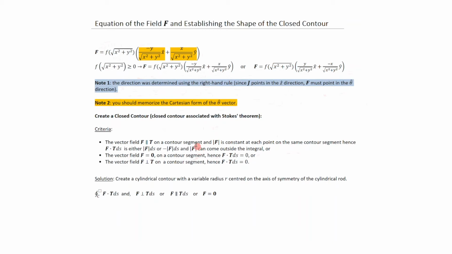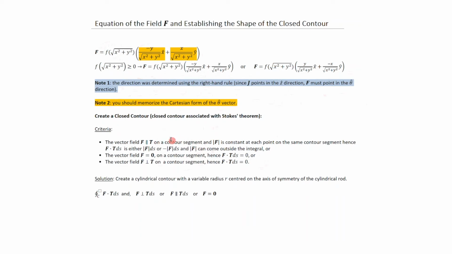So that's one option. The other option is the vector field F being 0 on a contour segment, hence F dot t ds equals 0. And thirdly, the vector field F is perpendicular to the tangent vector on a contour, hence the dot product equals 0. Now these latter two generally occur when we're dealing with a contour which is comprised of multiple segments. In the case of cylindrical symmetry, typically we just have one smooth contour. And so it's the first criterion that generally applies.